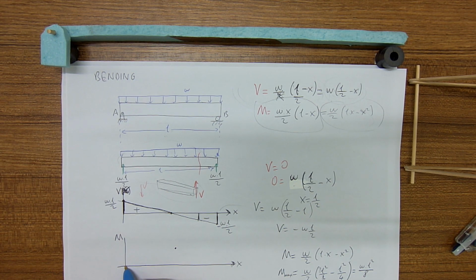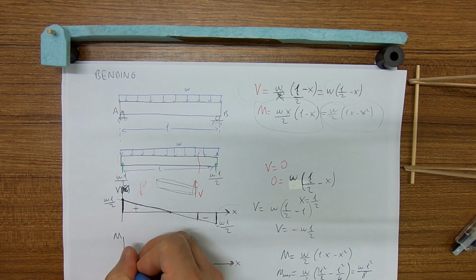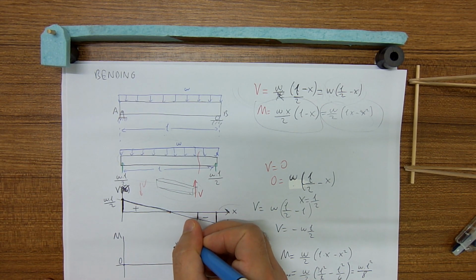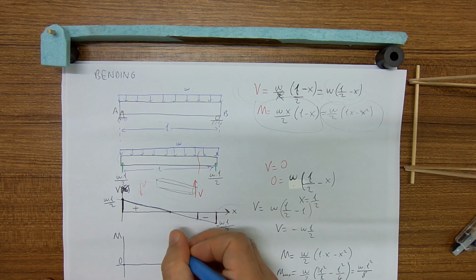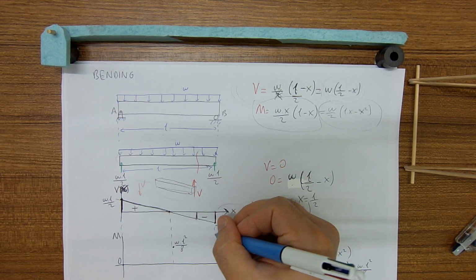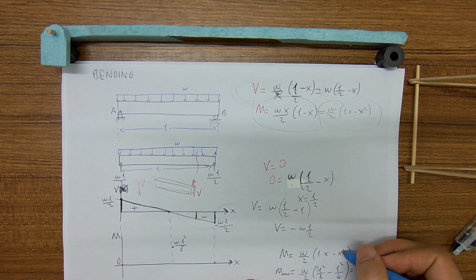At the origin, see what the moment is. If we substitute x by 0, we get 0. Therefore, the moment at point A is 0. Here, at maximum, the moment is WL squared over 8. At the end point B, if we substitute x by L, we get again 0.